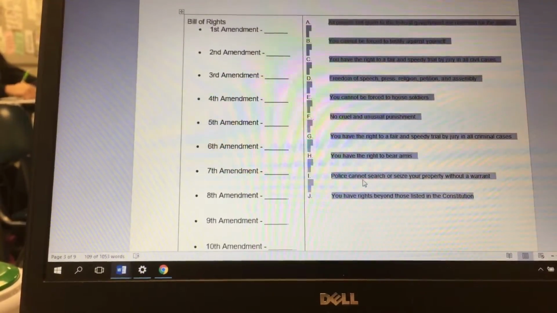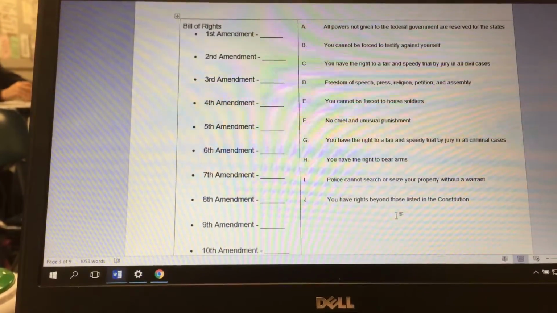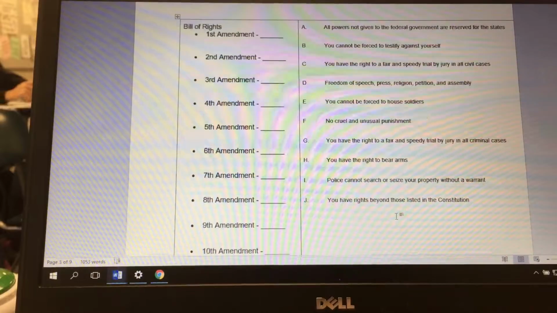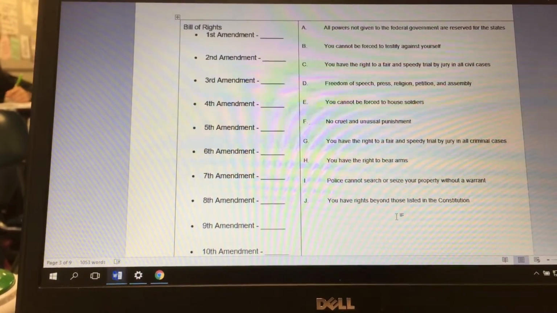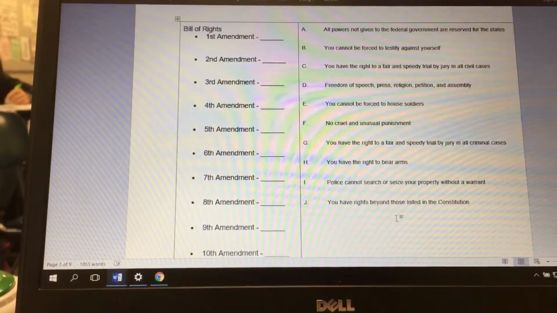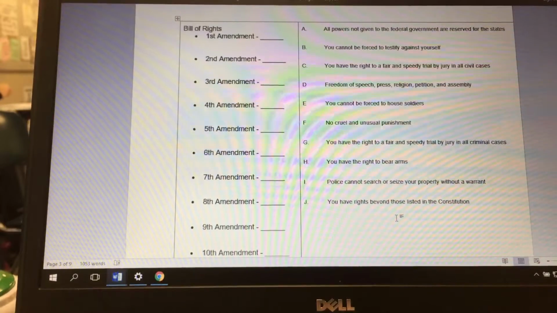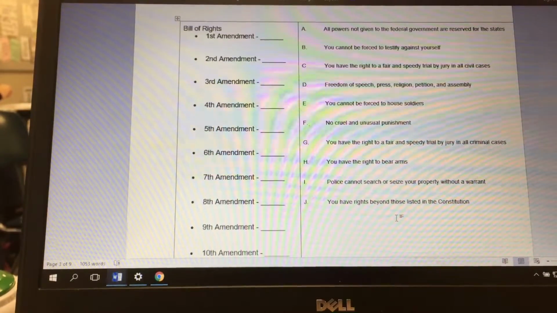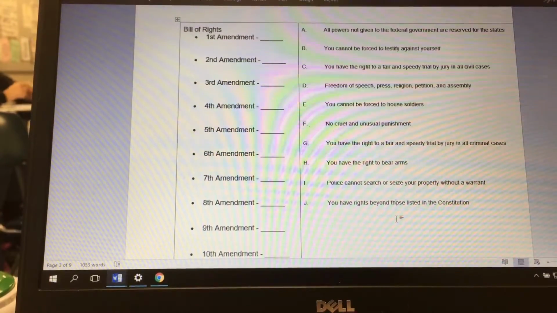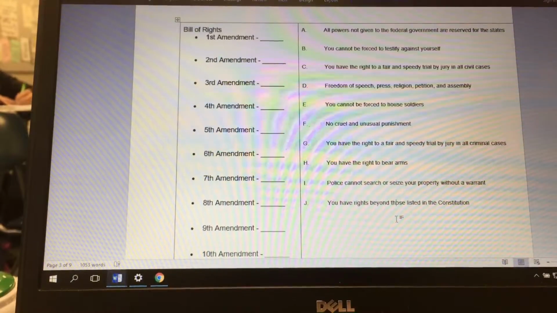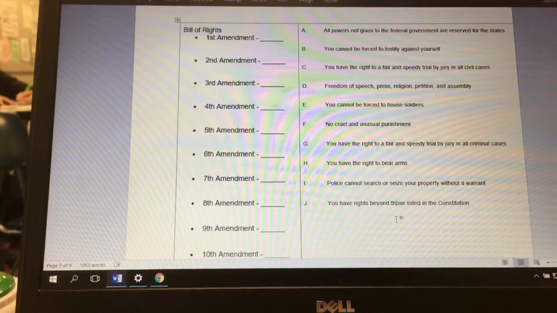All powers not given to the federal government are reserved for the states. You cannot be forced to testify against yourself. You have the right to a fair and speedy trial by jury in all civil cases. Freedom of speech, press, religion, petition, and assembly. You cannot be forced to house soldiers.